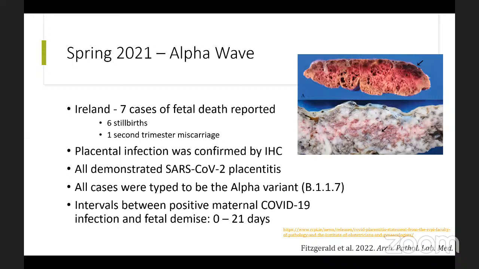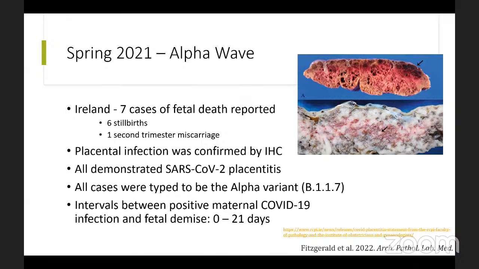But then in spring of 2021, the alpha wave came to Europe. And there was a very alarming report, sort of like a news report coming out of Ireland, that 7 cases of fetal death had been noted, with 6 of them being stillbirths and 1 death being a second trimester miscarriage. And all of these placentas in these cases were confirmed to be positive for SARS-CoV-2 by IHC. And they all demonstrated the histologic triad of SARS-CoV-2 placentitis.